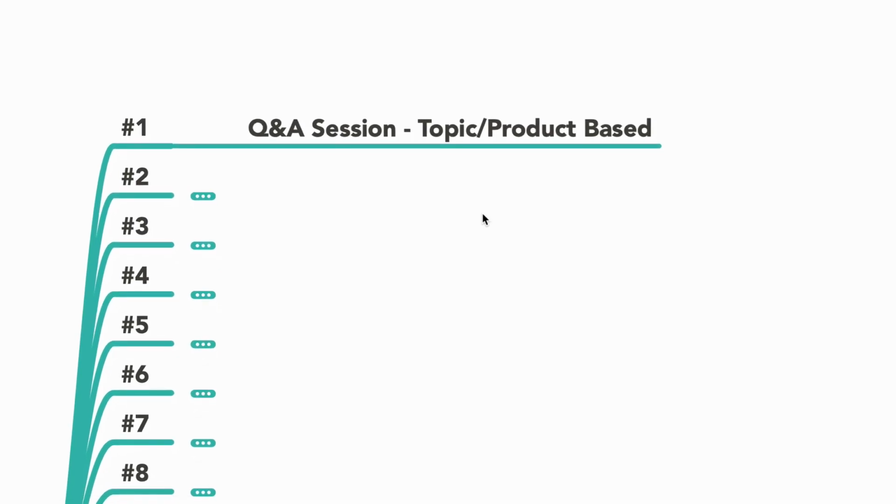Okay, first idea is you can do a Q&A session on any topic, or even if it's product based. So for example, if you're an affiliate of ClickFunnels, you can do a Q&A session to your audience just talking about ClickFunnels. They can ask you any questions related to that particular topic or product, the affiliate product, and you can answer questions and sell your affiliate program through that.